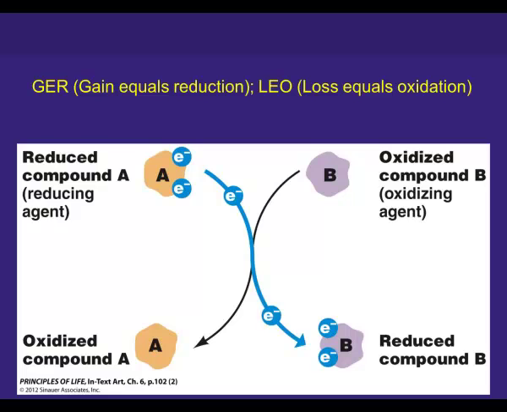Here's a mnemonic to help you remember what happens in a reduction and what happens in an oxidation. And the mnemonic is GER-LEO, where GER, or G-E-R, stands for gain equals reduction. So this is the gain of electrons equals a reduction. And LEO stands for loss equals oxidation, where the loss of electrons equals oxidation. So redox reactions then are always coupled.